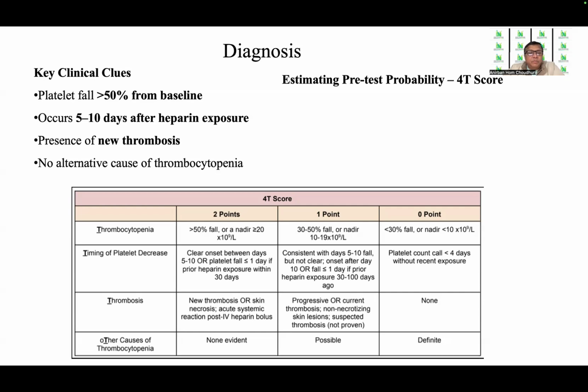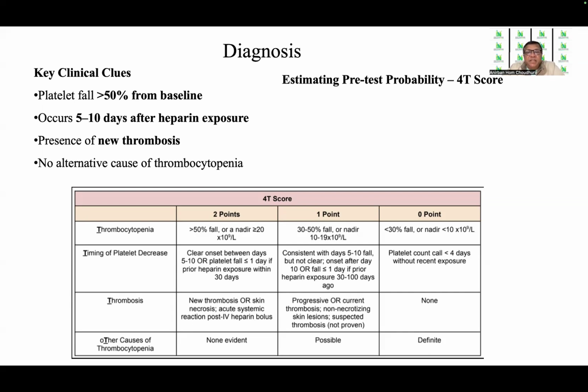Now, if the fall in platelets is 30 to 50%, or the nadir is between 10 to 19 x 10 to the power 9 per liter, or if the timing is consistent with days 5 to 10 but not clear, or onset is after day 10, or a fall is less than or equal to 1 day if prior heparin exposure was 30 to 100 days ago, or if the thrombosis is progressive or recurrent, non-necrotizing skin lesion, suspected thrombosis not yet proven, and other causes of thrombocytopenia are possible, then each of these factors has 1 point.